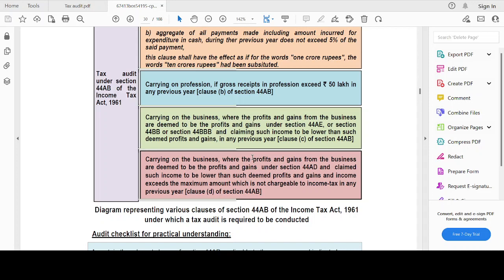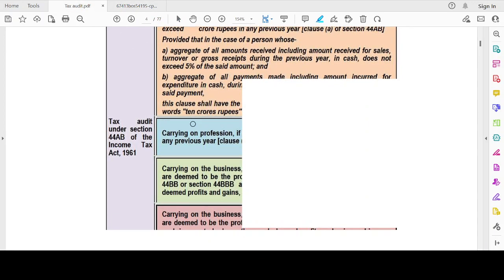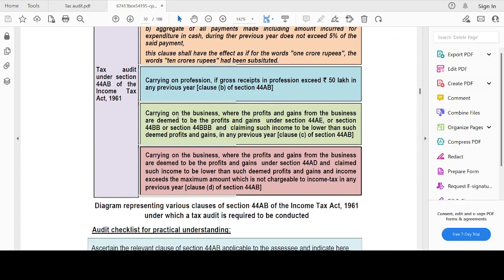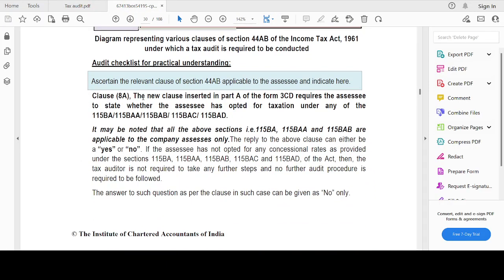Now, let me complete this page here. Audit checklist: for practical understanding, I have to check certain relevant clauses applicable to the assessee, indicated here.